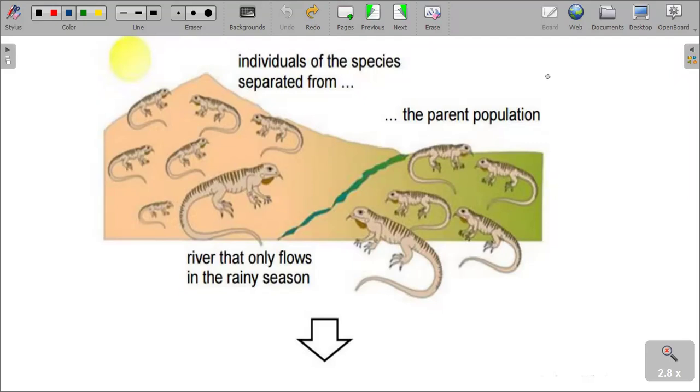Today we want to talk about allopatric speciation, geographic isolation, the formation and emergence of new population species as a result of geographic isolation, as a result of various barriers that can separate a single population into different population segments.